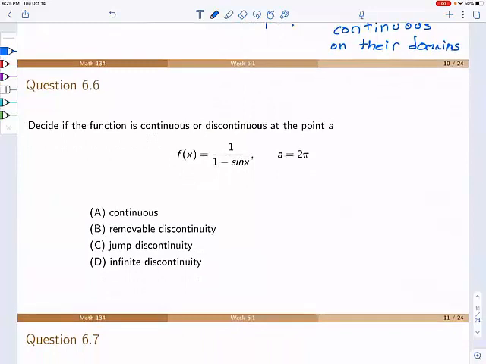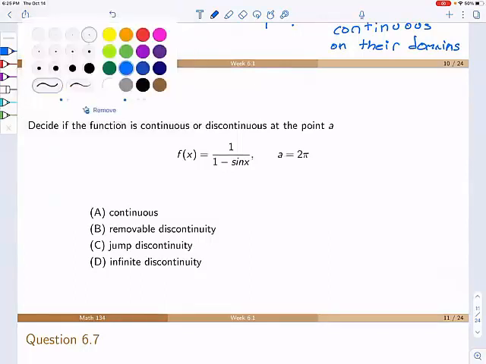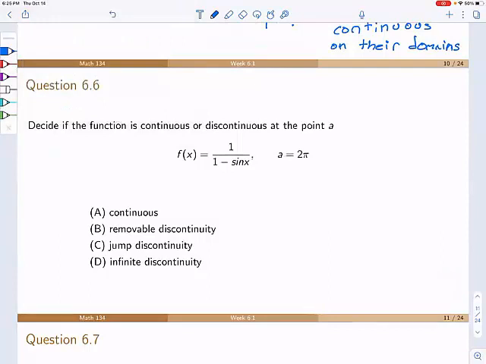Okay, so we're supposed to decide if the following function is continuous, and specifically at 2 pi. So what you can do is just plug in the point, like 2 pi, and see what happens. So if we plug in 2 pi, we get 1 over 1 minus sine at 2 pi.